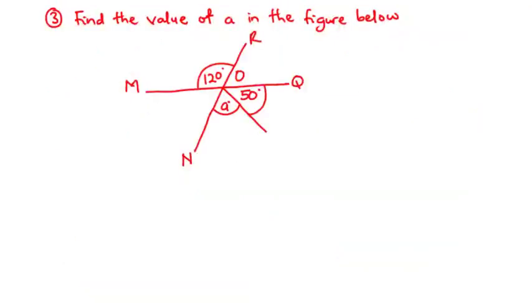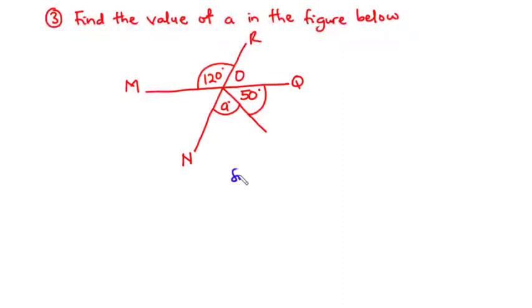So for example 3, find the value of A in the figure below. Now in this figure, we have two lines intersecting at this point, that is the point O. Now in the previous lesson, we said that when two lines intersect at a point, we have four angles being formed, and the angles that are opposite to each other are called vertically opposite angles, and these vertically opposite angles are equal. So in this figure, the angle MOR and the angle NOQ are vertically opposite angles.